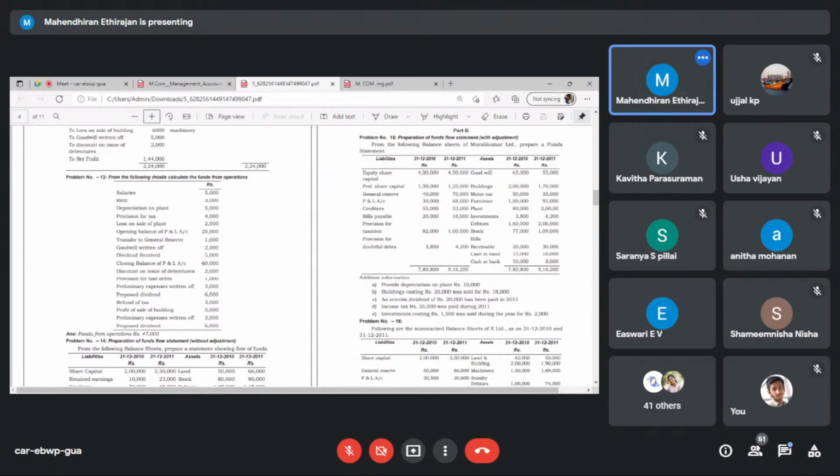Less that refunded amount, how much? 3,000 rupees. Refunded tax 3,000 rupees less. And the profit on sale of building 5,000. And discount received how much? 5,000.